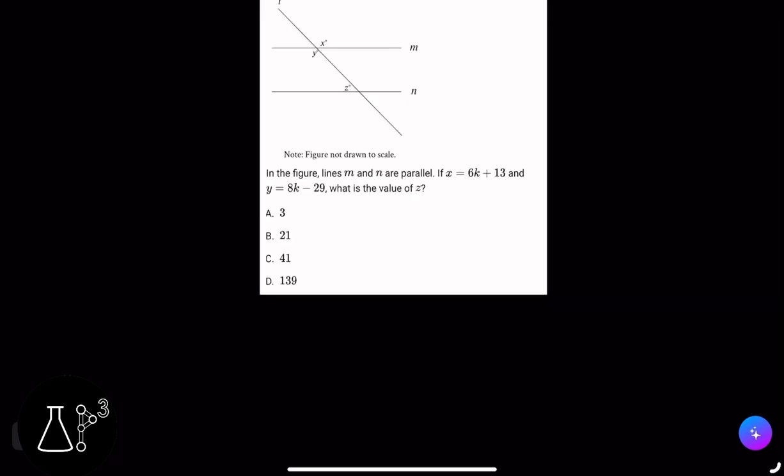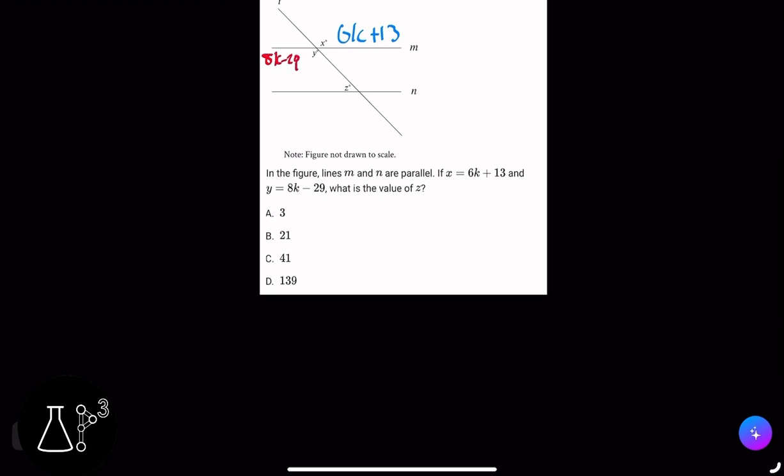Okay, let's do another question. In the figure, lines M and N are parallel. If X equals 6K plus 13 and Y equals 8K minus 29, what is the value of Z? So I'm given three things: what X equals, what Y equals, and what Z equals. So as I can see, X equals 6K plus 13, and then Y equals 8K minus 29.